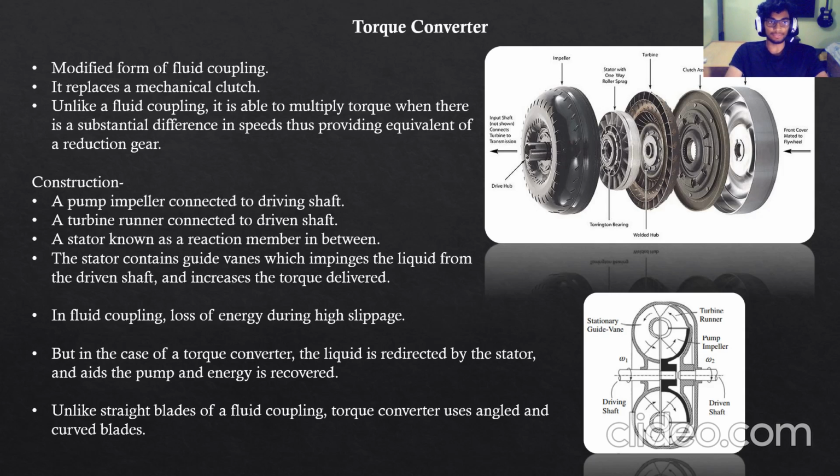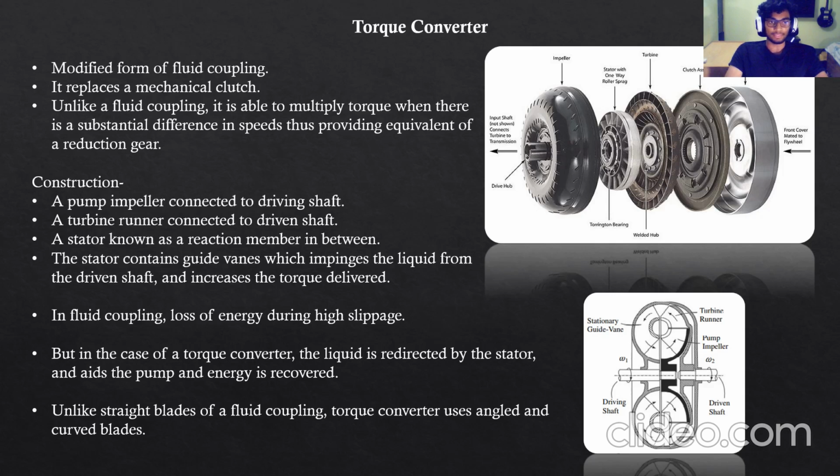Now, coming on to the construction, it has three main parts. The first part is the pump, which is similar to the coupling, the pump impeller, which is connected to the driving shaft, and then there is a turbine runner, which is connected to the driven shaft. Then there is also the third part, which is known as the stator, which is a reaction member, and it lies in between the pump and the turbine. The stator contains guide vanes, which impinges the liquid from the driven shaft and increases the torque delivered.